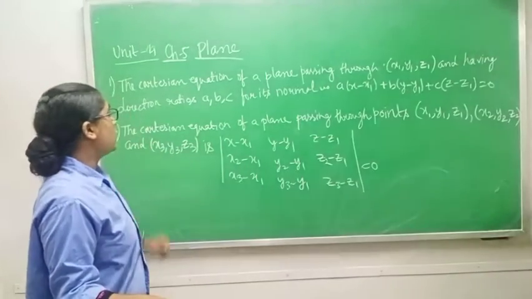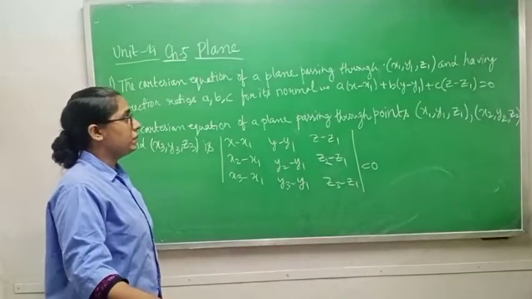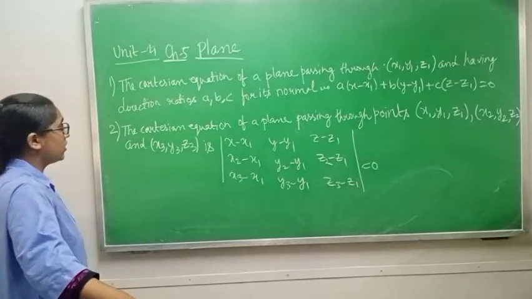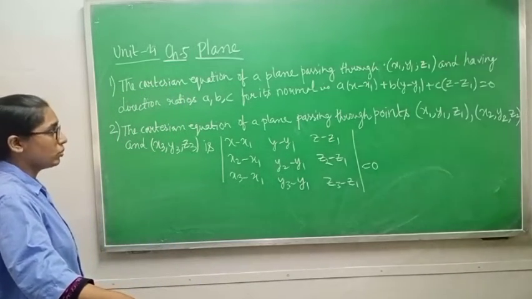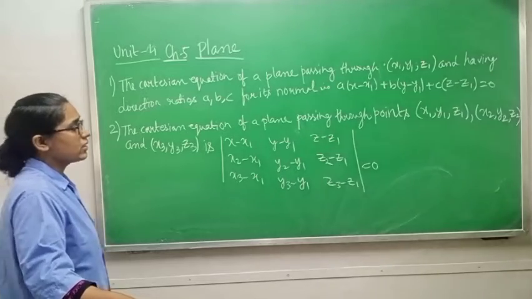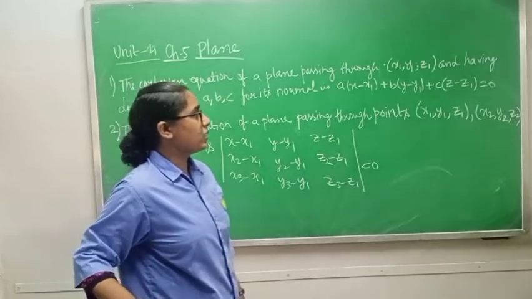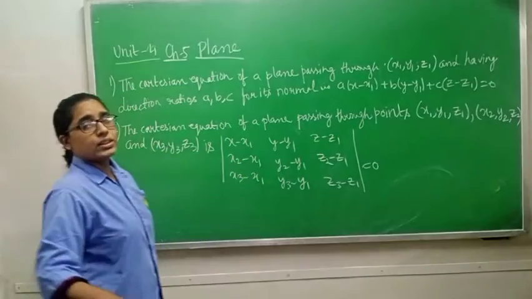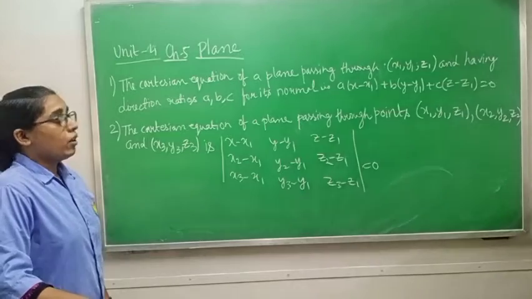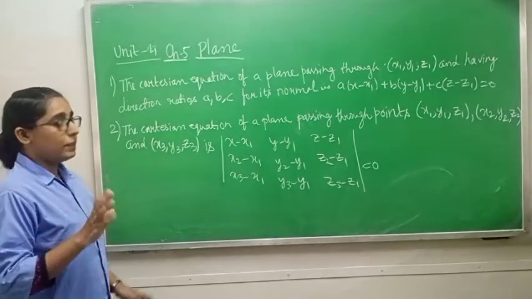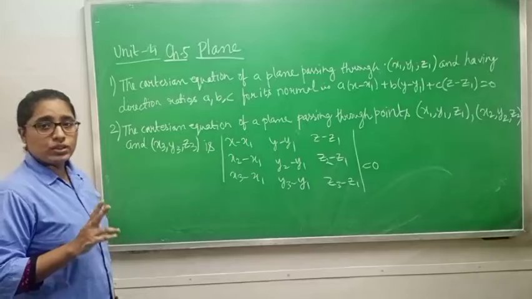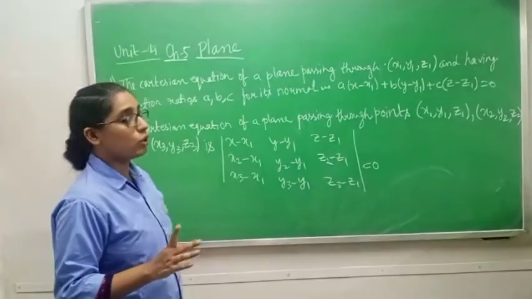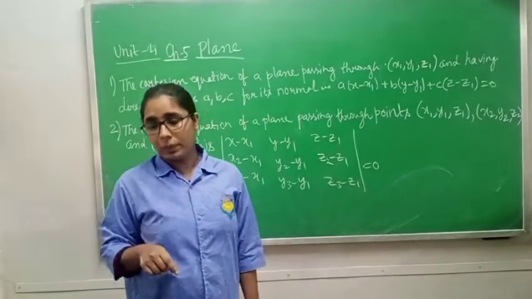Okay, so the first point is: the Cartesian equation of a plane passing through (x1, y1, z1) and having direction ratios a, b, c for its normal is a(x − x1) + b(y − y1) + c(z − z1) = 0. It means you have to find the Cartesian equation of a plane. They will mention a plane passing through the point (x1, y1, z1) and having direction ratios a, b and c for its normal. For its normal means perpendicular.